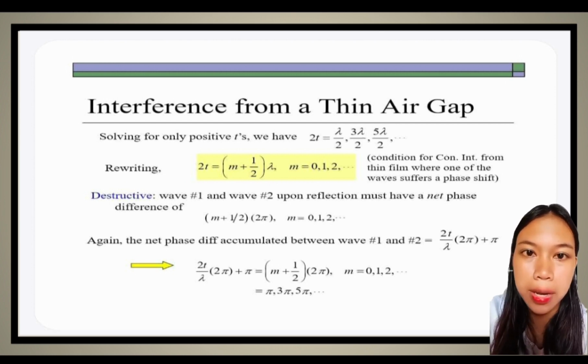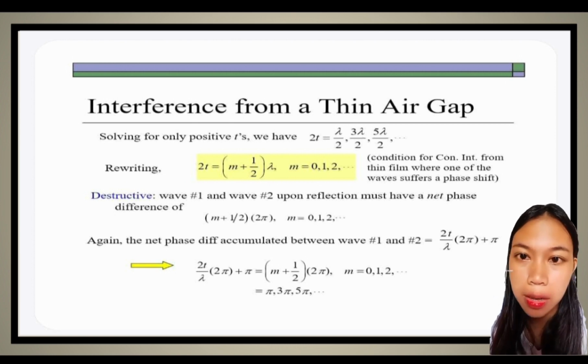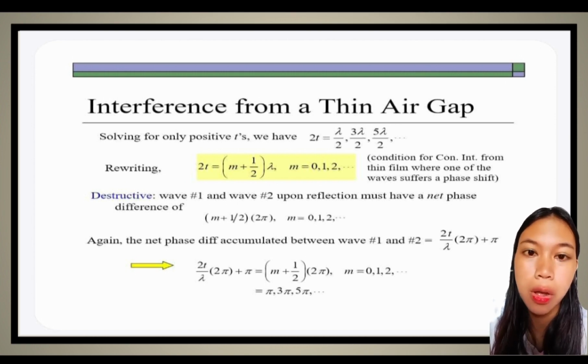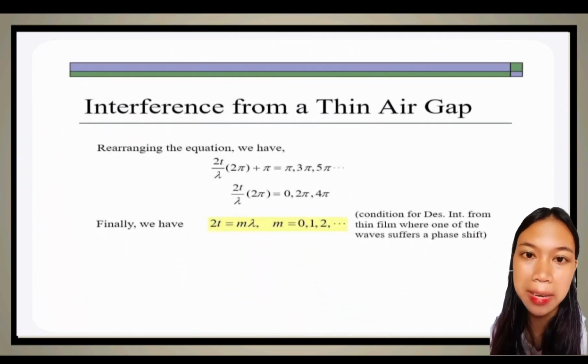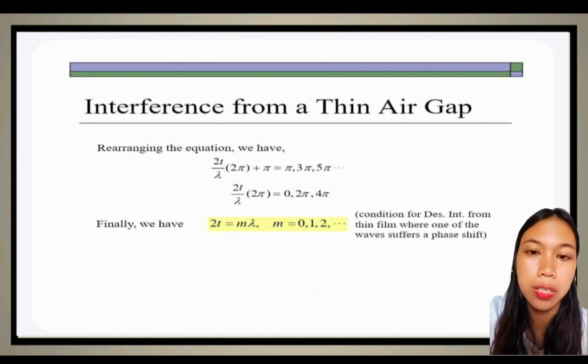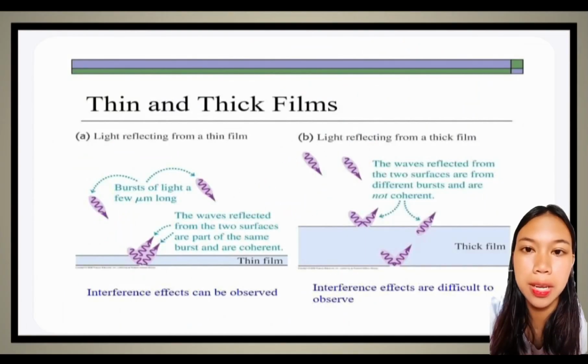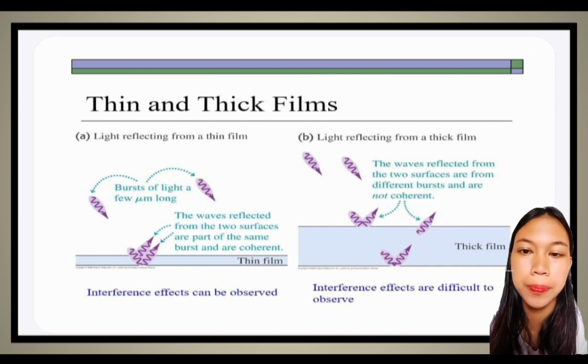For destructive interference, wave number 1 and 2 upon reflection must have a net phase difference of (m plus 1/2) times 2 pi, where m equals 0, 1, and 2. Rearranging the equation, finally we have 2t equals m lambda, where m equals 0, 1, and 2. Now let's proceed to thin and thick films.